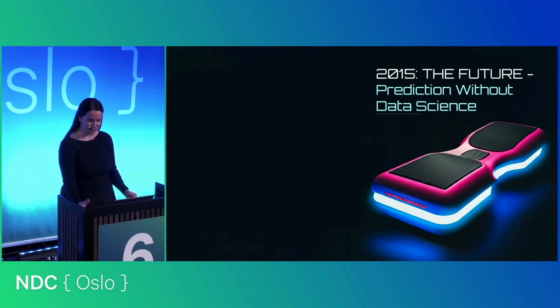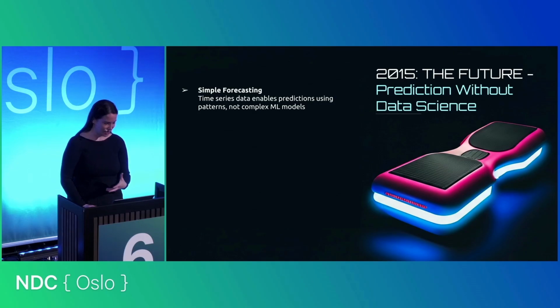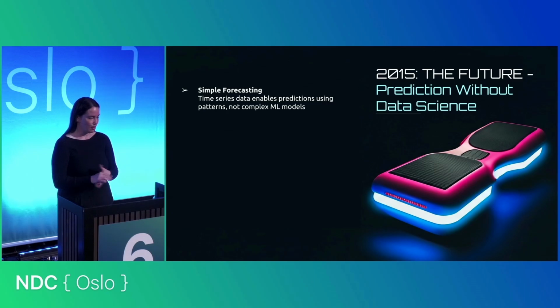Wasn't that long ago, was it? The future in our Back to the Future movie. Okay, so the key is using patterns detected in historical data to make informed decisions about predicting the future. That's simple forecasting. So this is not exactly using data science. It's just simple analysis to go forward. It can be done with moving averages or linear regression.